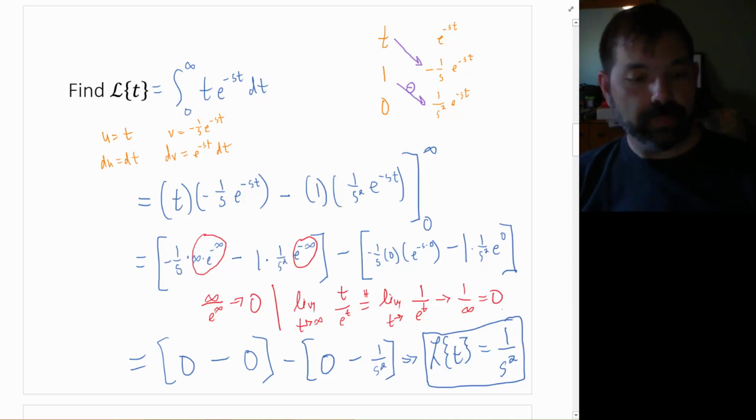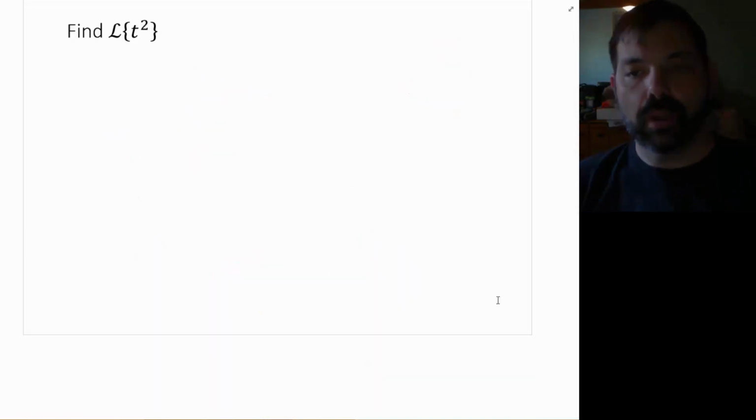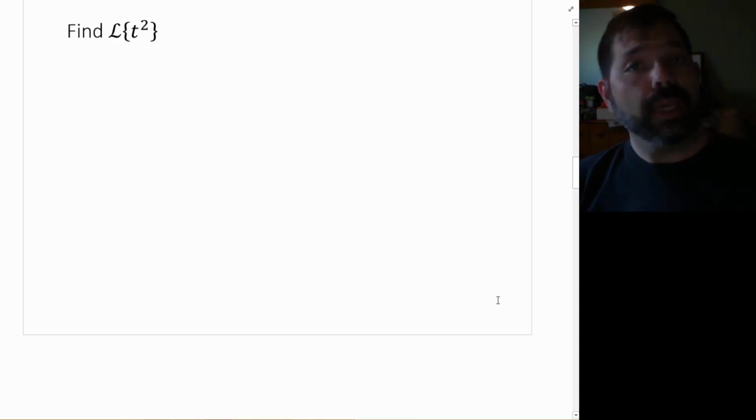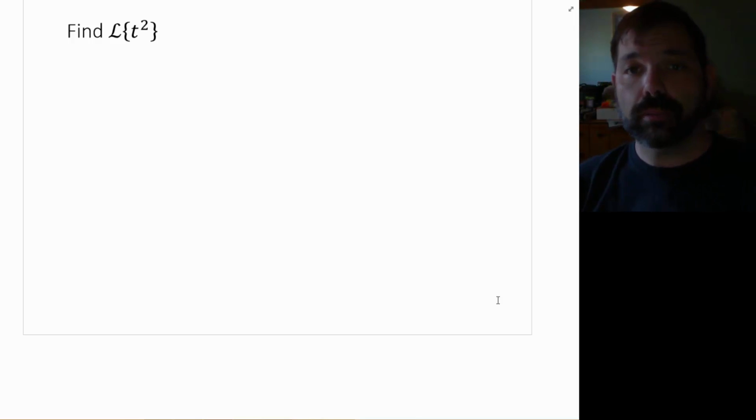So we know how to now find the Laplace transform of t, and we're going to go to the next one. So now let's find the Laplace transform of t squared. And this would be a good opportunity for you to pause and try this one out on your own.